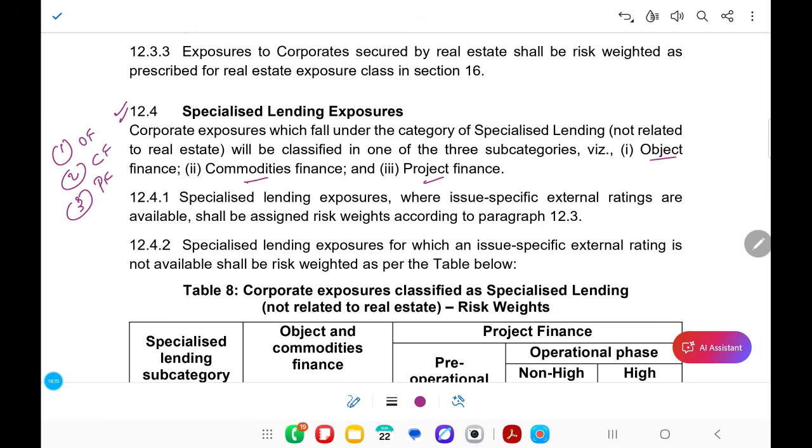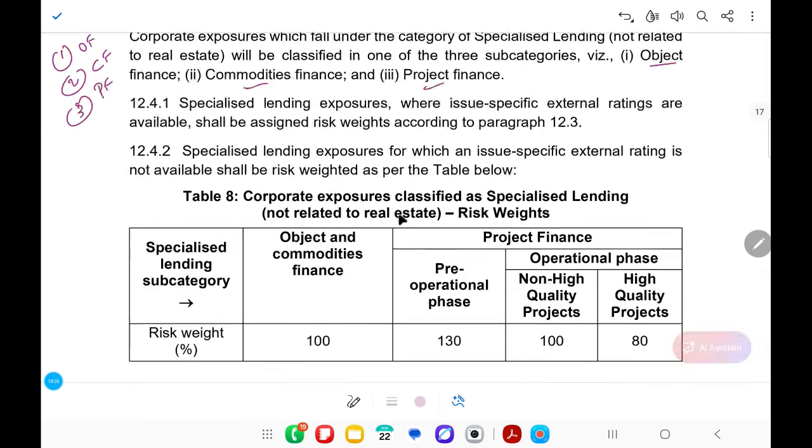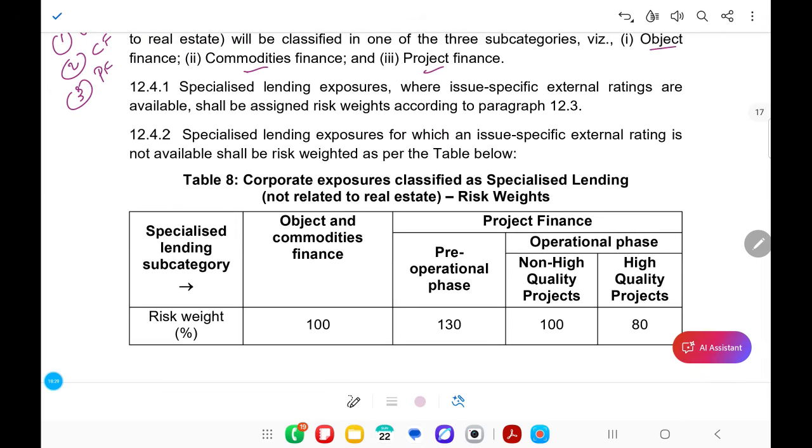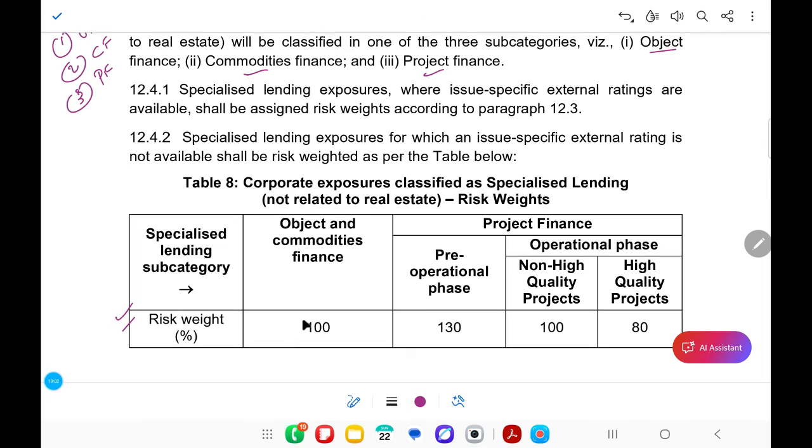So how are these risk weighted? If issue specific external ratings are available for these exposures, they are risk weighted similar to the general corporate exposures which we have seen here, so there is no distinction. But if an issue specific rating is not available, then distinct risk weights apply, which you are seeing in this table. In case of object finance and commodities finance, there is a risk weight of 100%. There is no confusion here. But when it comes to project finance, there are certain conditions and criteria.